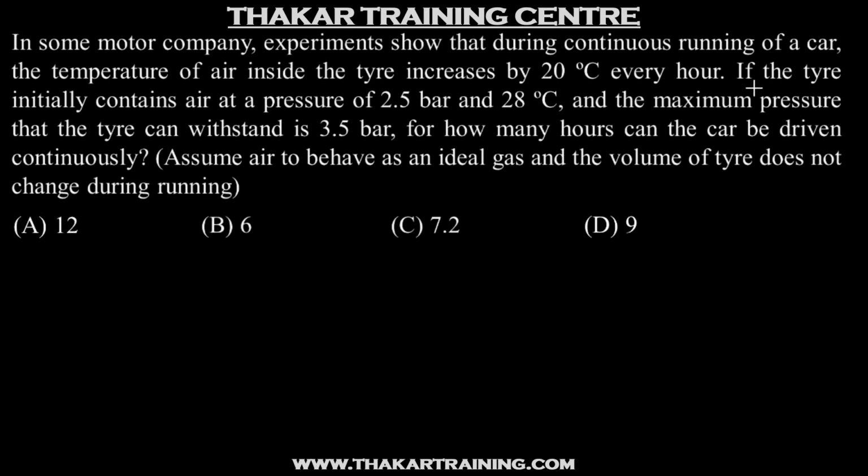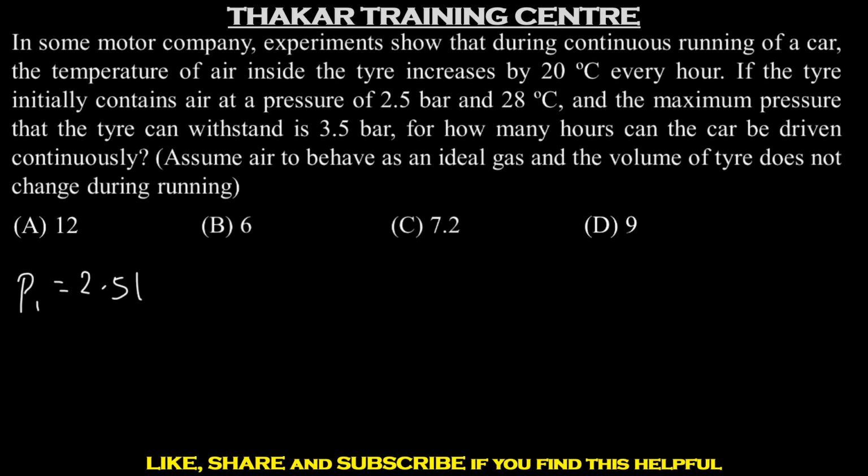Okay, so what are we given? The initial pressure is 2.5 bar. So we have P1 equal to 2.5 bar. Initial temperature is 28 degrees centigrade. So we have T1 equal to 28 plus 273, which will be 301 Kelvin.